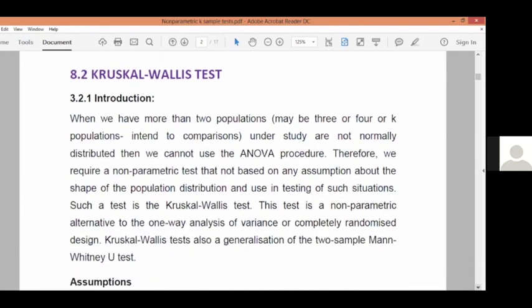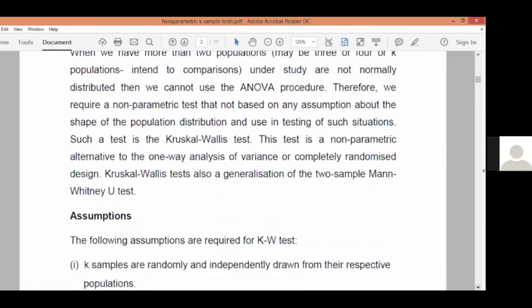So when we have more than two populations, three or four or k populations, we basically want to compare these populations. When the populations under study are not normally distributed, we cannot use the ANOVA procedure, as I already told. Therefore we require a non-parametric test not based on any assumption about the shape of the population distribution. We recommend the Kruskal-Wallis test here.